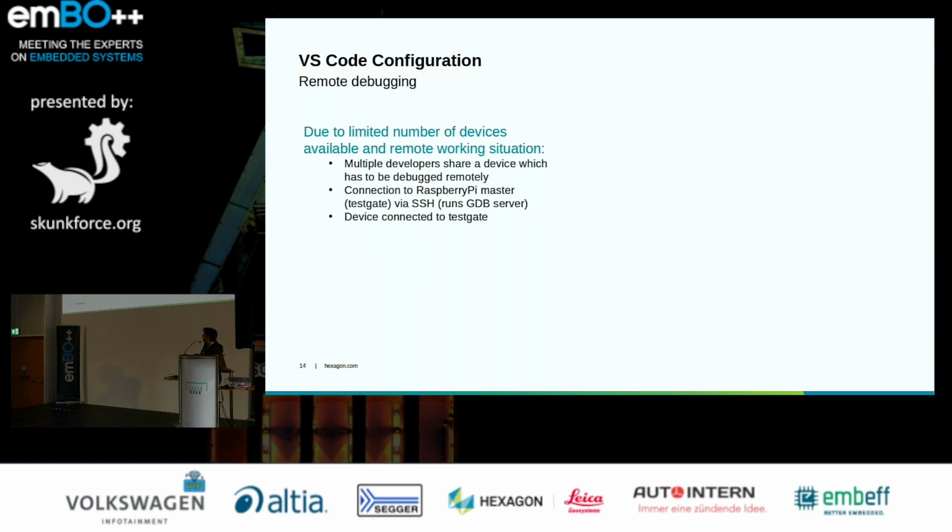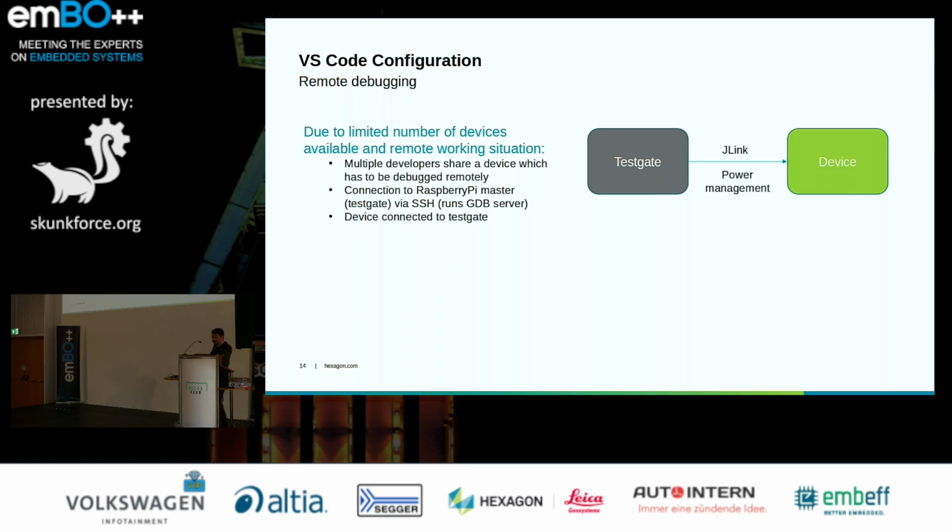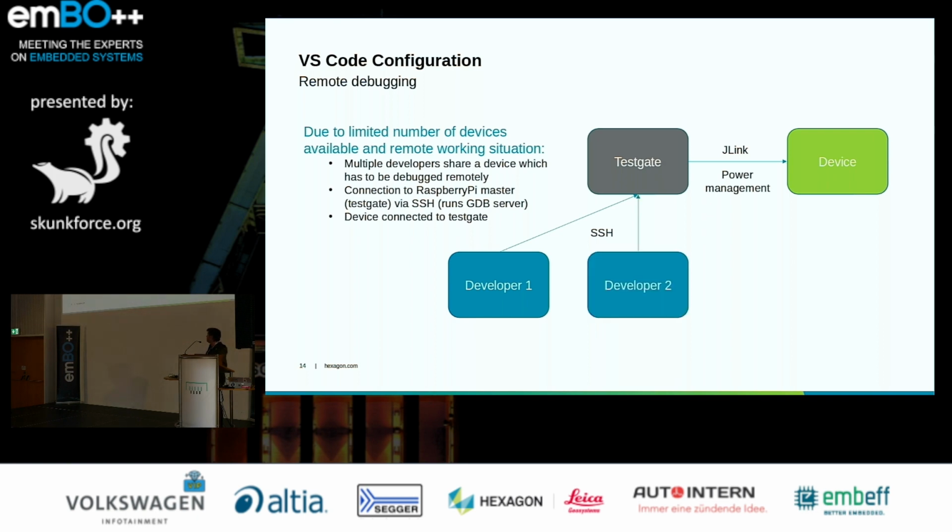I'm going to just call those test gates, and for those we had connections via SSH. This one was running the GDB server and also connecting with the JLink. And there we had all the options to control everything. So if you look, this would be the test gate. There we have the JLink to the device, and the test gate would also take care of the power management. And all the developers that worked on it, of course, they would have to synchronize, but yeah, we could all debug remotely, either from home or from the office.